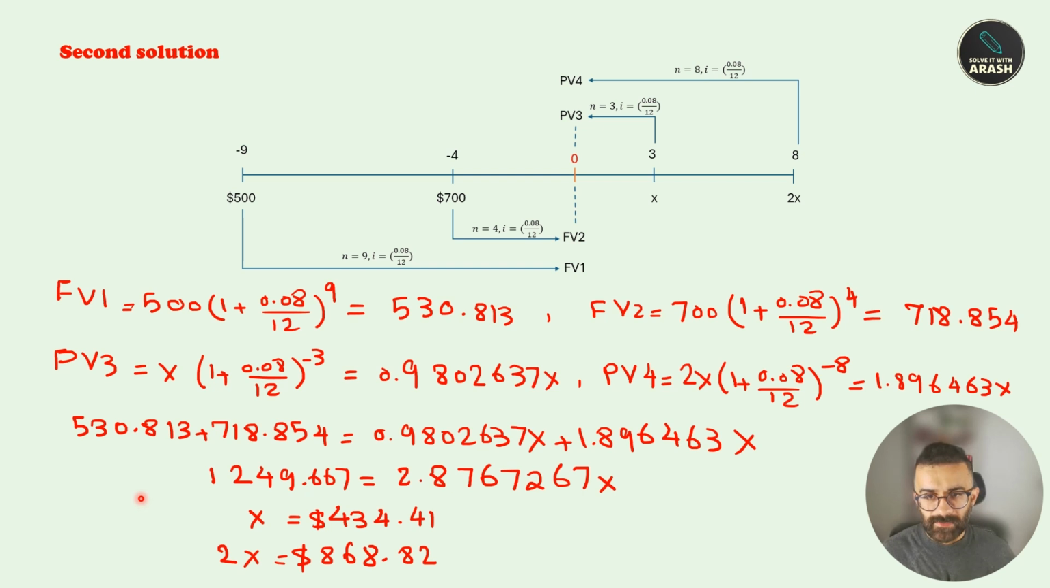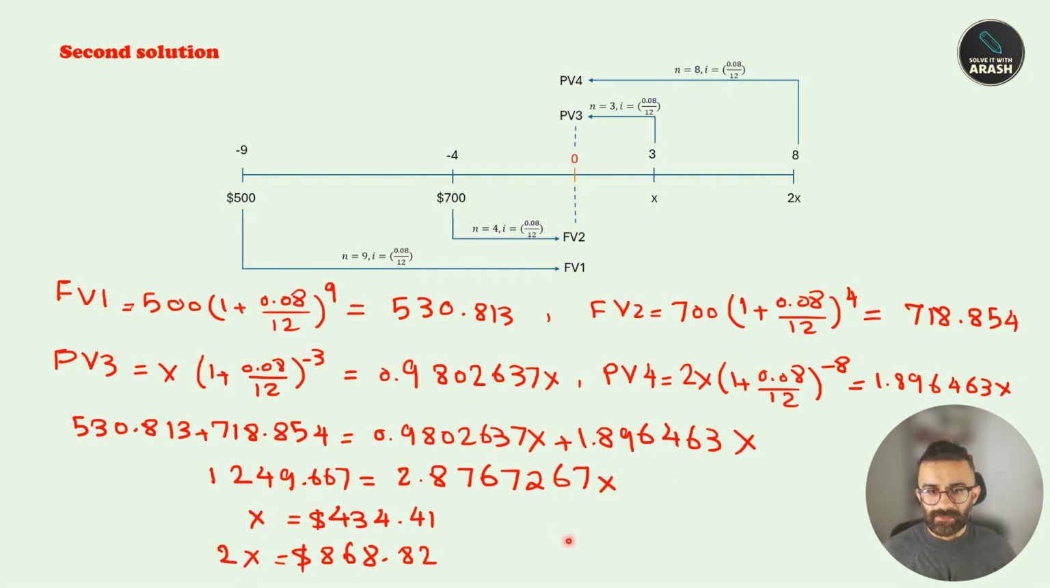But as you noticed, in the first solution, we only calculated FV1, FV2, and PV3, while we didn't need to calculate the present value for x. However, in the second solution, because we chose the present as the focal date, we had to calculate the present value of x as well. So to avoid extra calculations, you can use the first solution. By choosing the date of the first unknown payment, we can reduce the number of calculations.